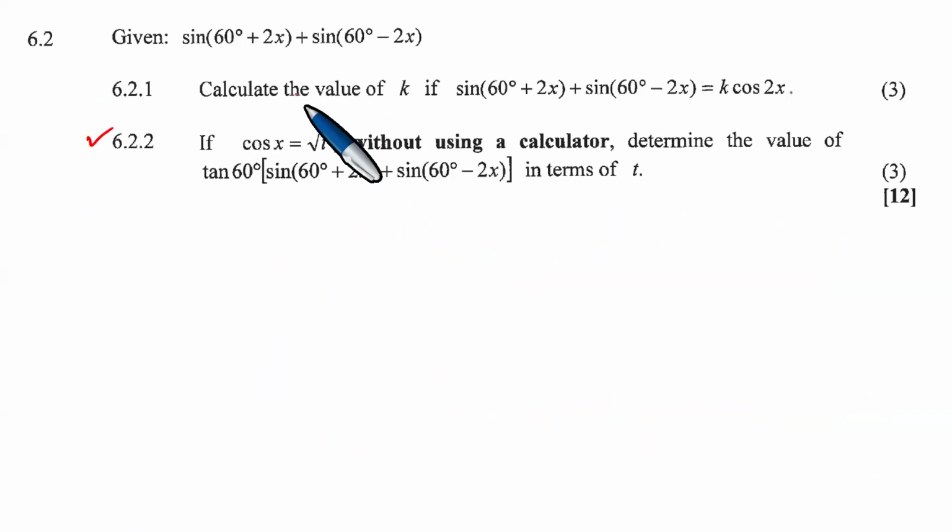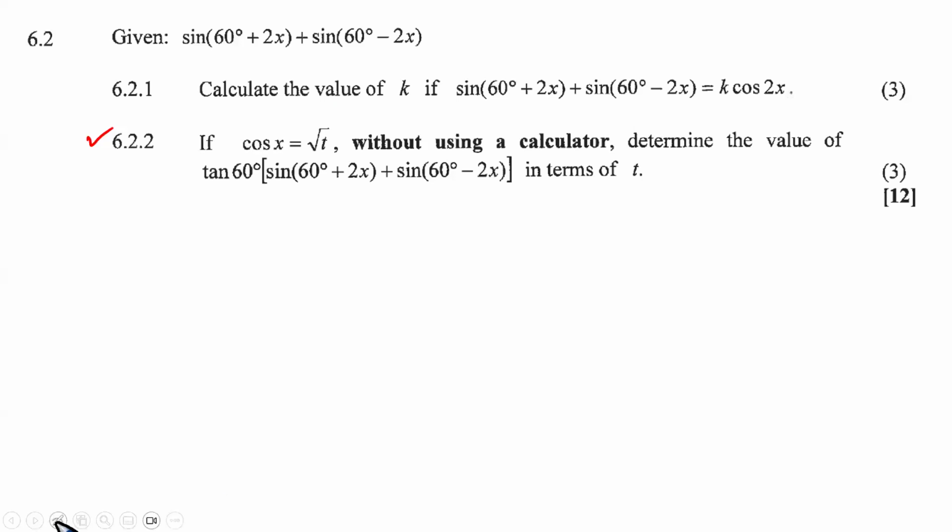Right, 6.2.2 is not different, but the examiner is saying here, okay, we're still given the sine of 60 degrees plus 2x plus the sine of 60 degrees minus 2x. If cosine x is the square root of t, without using a calculator, determine the value of these in terms of t. So what do we do here? What do we do first?